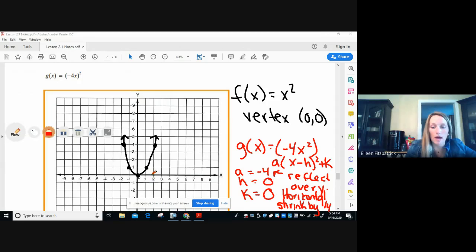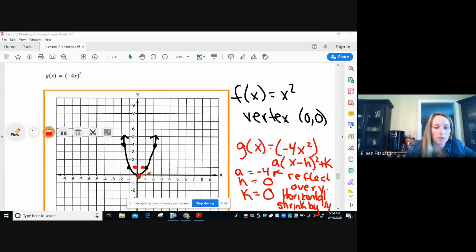So I'm going to plot at 0, 0 because my vertex stays the same. But if I'm shrinking horizontally, my out movements, remember the pattern, out 1, up 1, out 2, up 4, out 3, up 9, you're only going to go out 1/4 of the way. So instead of going out 1 unit, you only go out 1/4 of a unit, but still go up 1. So your up movements stay the same. That part of the pattern doesn't change.